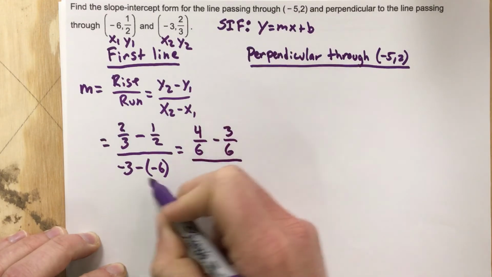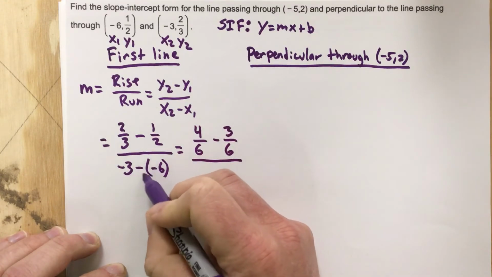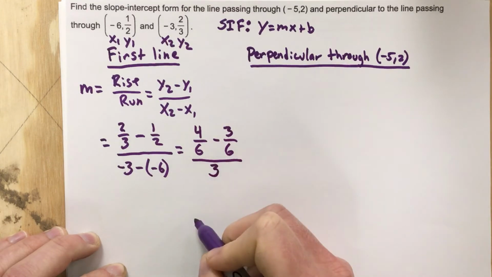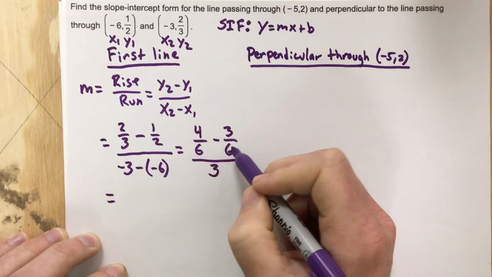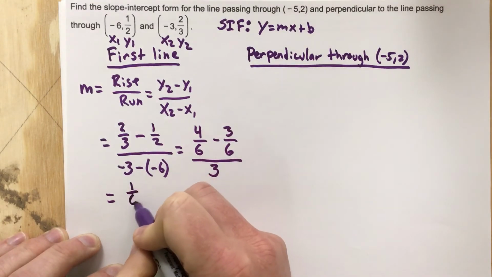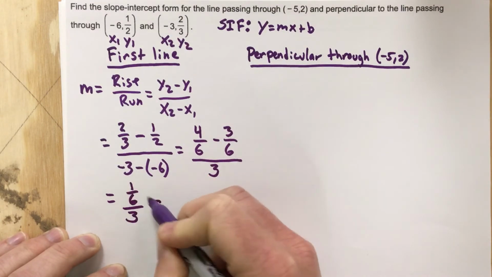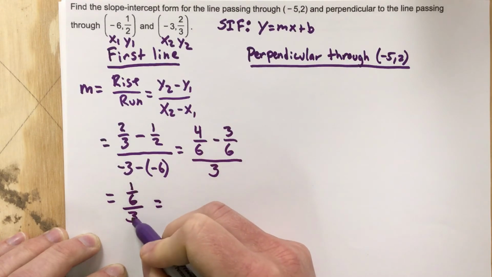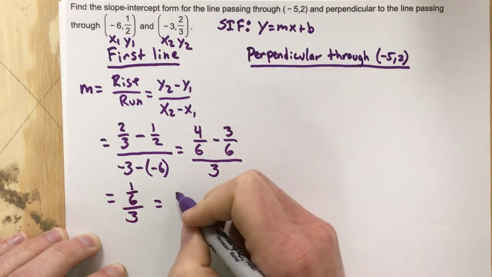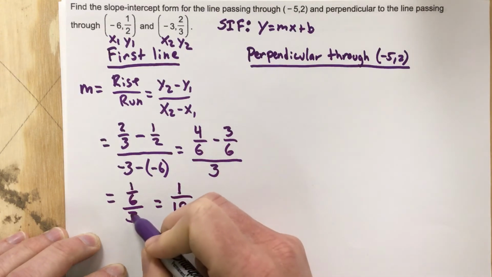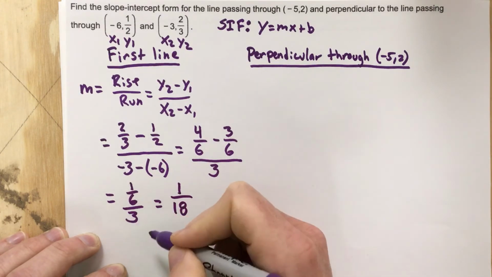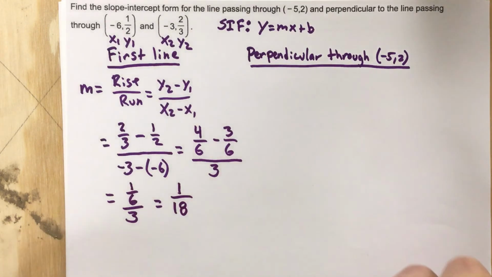And that's all over -3. This would be plus 6, which is just 3. So I end up with 4/6 minus 3/6, which is 1/6 over 3. When you take 1/6 divided by 3, you really divide it by how much? You divide it by 18. So that's 1 over 18. The other way to think about this is 3 over 1. Flip it and multiply, because that's how you divide fractions, and you'd end up with the same thing.